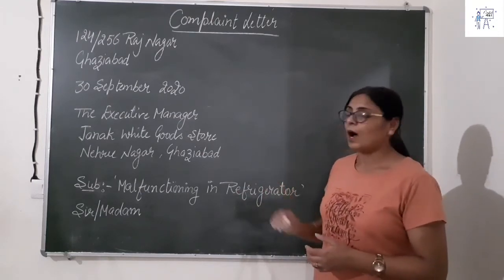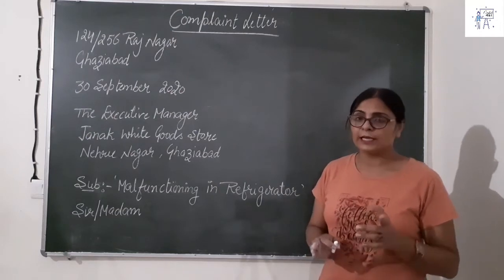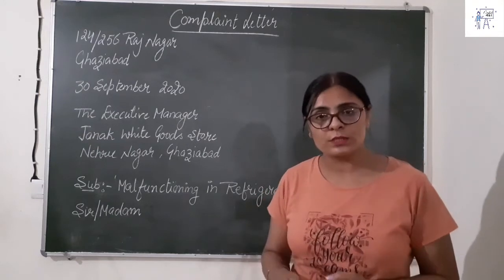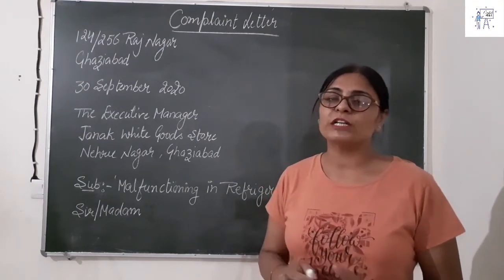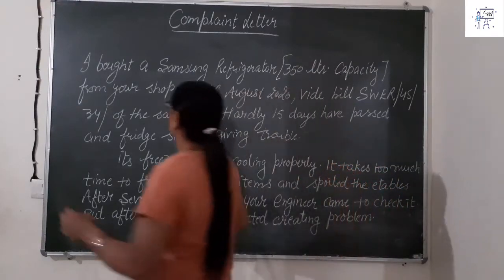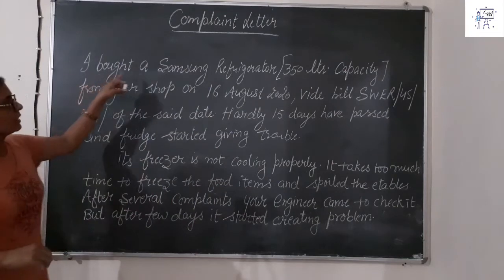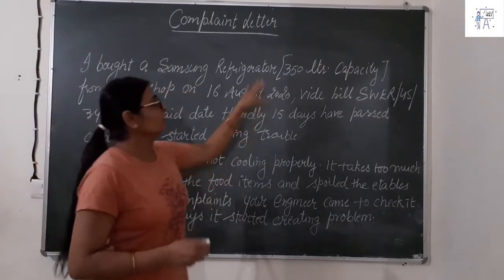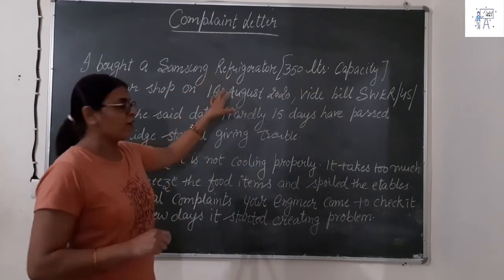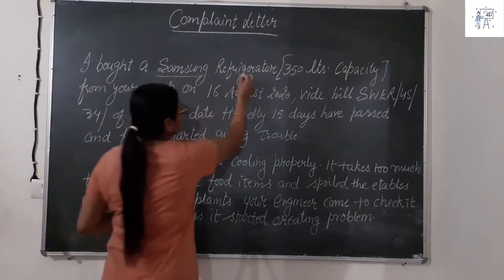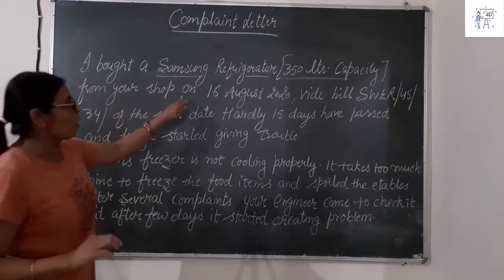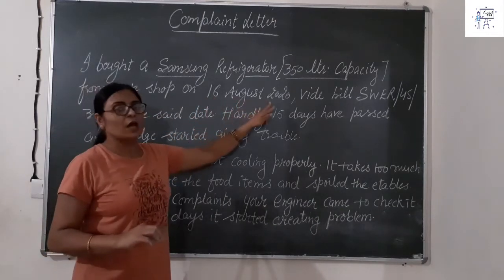Now we will see how we will mention the points that I told you in the layout: when and where the product was bought, when the trouble started in the product. These points we have to mention in the content of the letter. Let's see how we will write the content. I have started from here. I bought a Samsung refrigerator, 350 liters capacity. The capacity and the name of the brand I have mentioned here. Right? Samsung refrigerator with this capacity, from your shop on August 16, 2020.